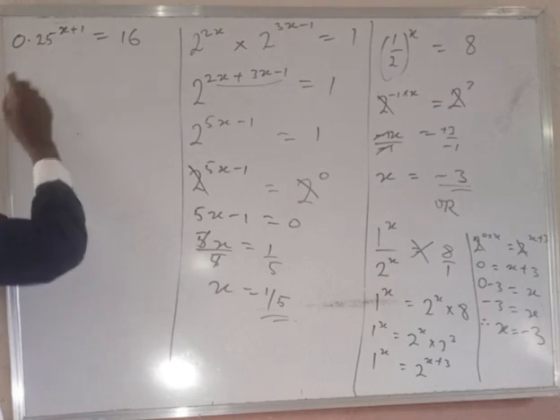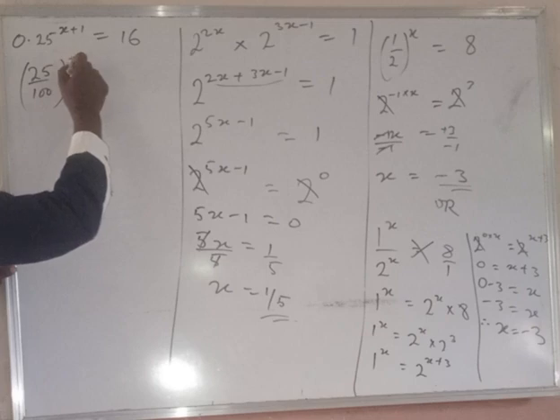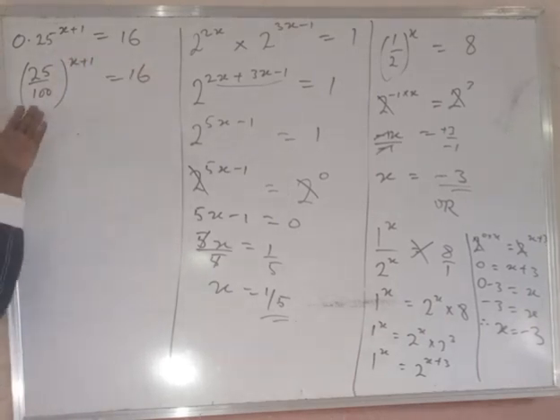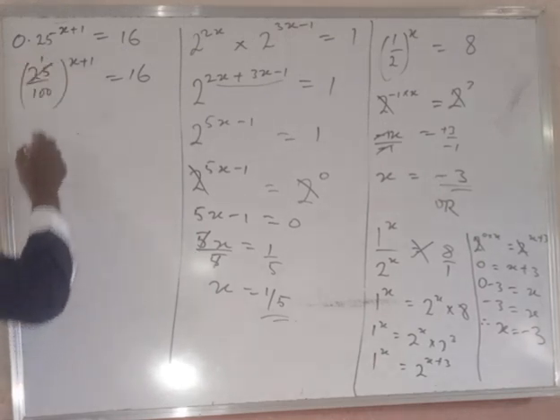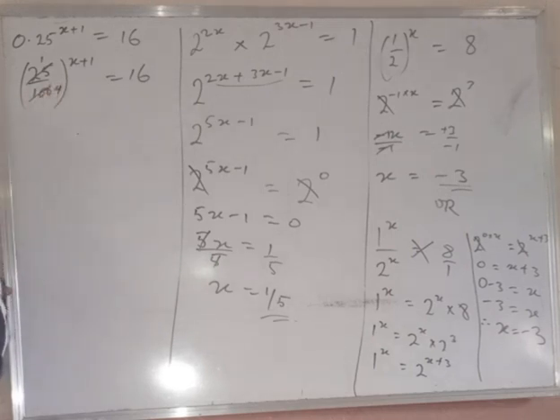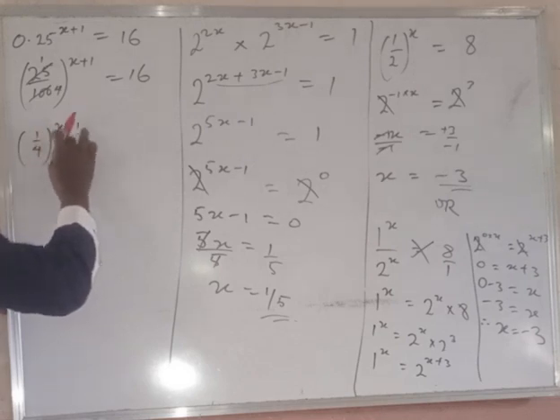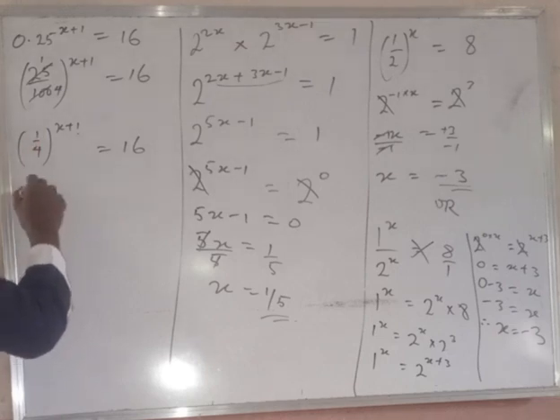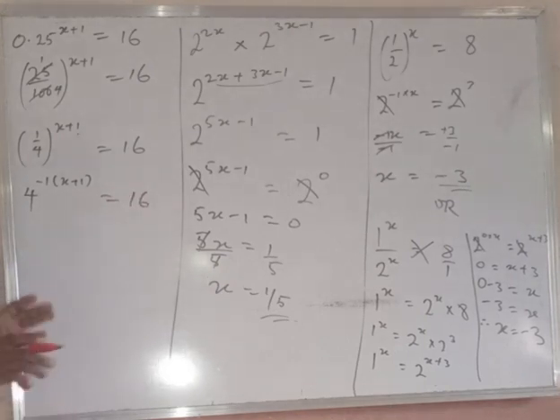So here, 0.25 can be written as 25 over 100 raised to power x plus 1 is equal to 16. And where possible, let's try and cancel. 25 in 25 is 1, 25 in 100 gives 4. So we have 1 over 4 raised to power x plus 1 is equal to 16. I can rewrite it as 4 raised to power minus 1 times x plus 1 is equal to 16. Is this clear?